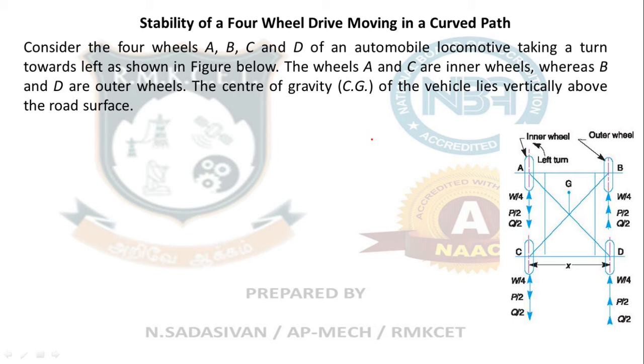The center of gravity of the vehicle is vertically above the road surface at some height, let us say 0.5 meter or 0.6 meter from the road. That is why your race cars are made very close to the road surface. As you lower the center of gravity, the faster you can take a turn. If you lower the center of gravity, you can take a turn very fast and the car will be very stable even at high speeds.